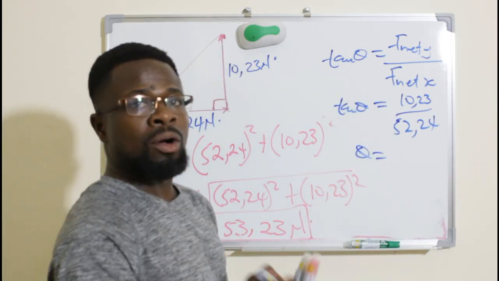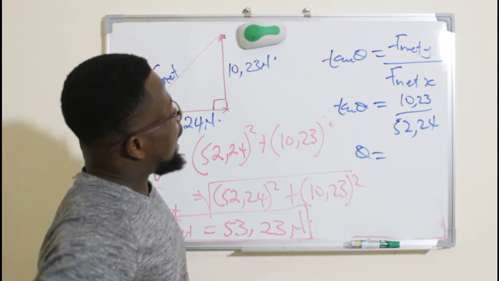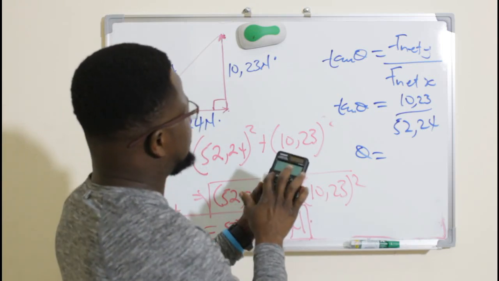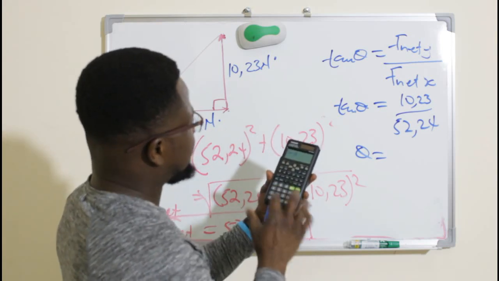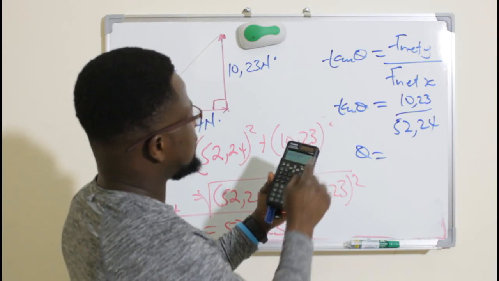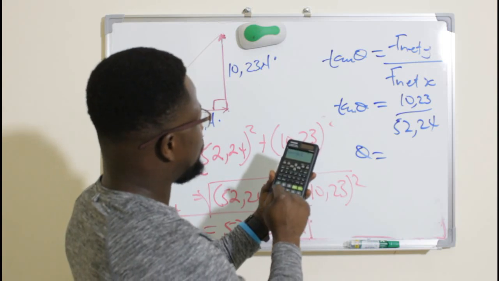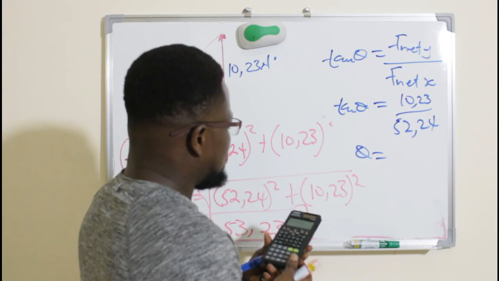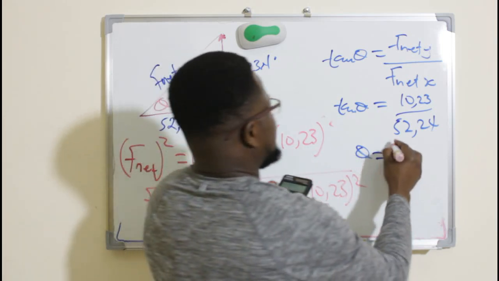The tan inverse, or the arc what? Tan of this. So finding the arctan of that, I'm just going to make use of this and say shift tan, and we press our fraction sign and say 10.23, and then it's divided by 52.24, and straight away what are we getting? We're getting 11.08.